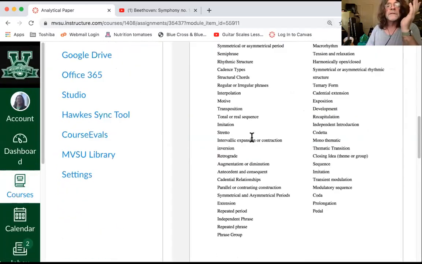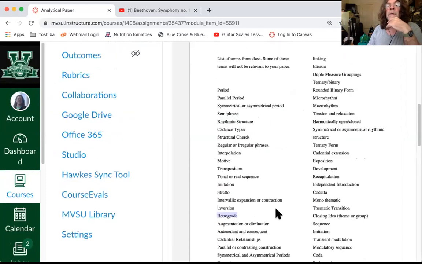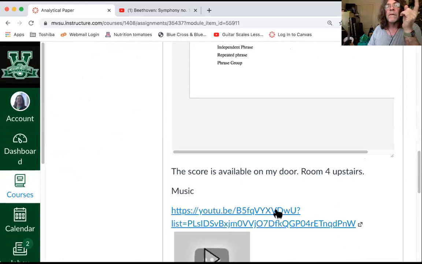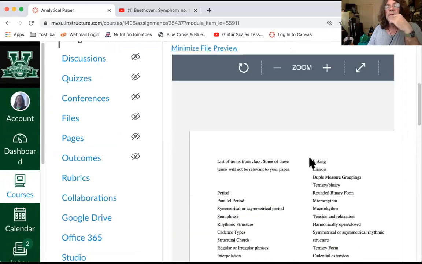There's a whole lot of stuff, and some of these things have nothing to do with it. But you might find a retrograde of something that he's playing in the development, and then he plays it backwards, for instance. You might find something you think is linking material that gets us back to somewhere, which is fair.